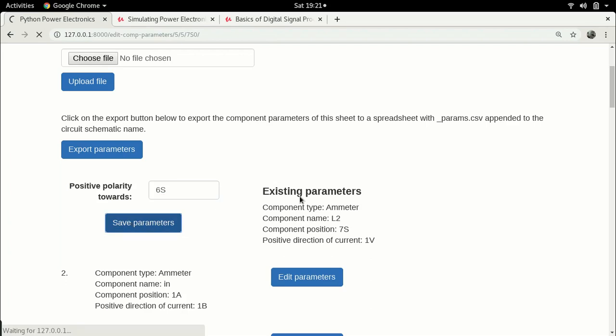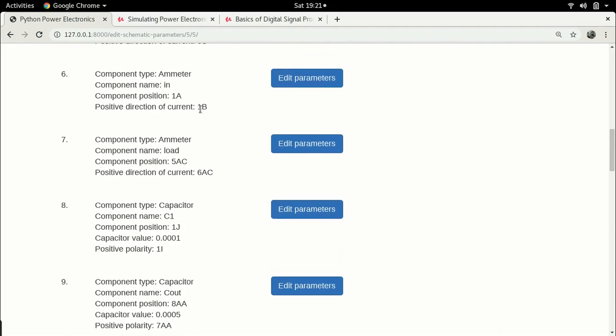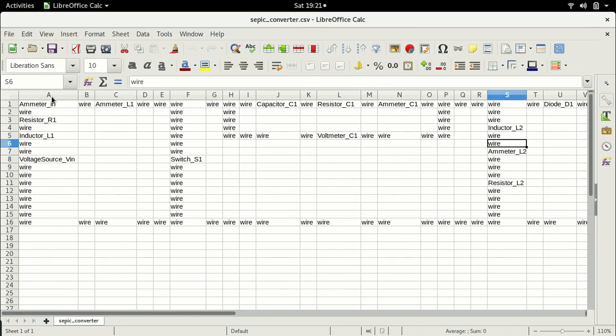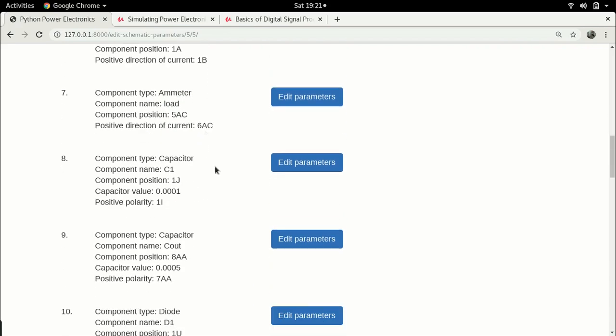So save the parameter. And let's keep going. Ammeter In should not be a problem. It's 1A because this is the input side which is not changed. It should be 1B. It is 1B, so it's good enough.